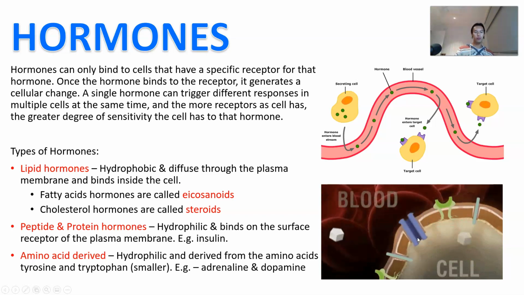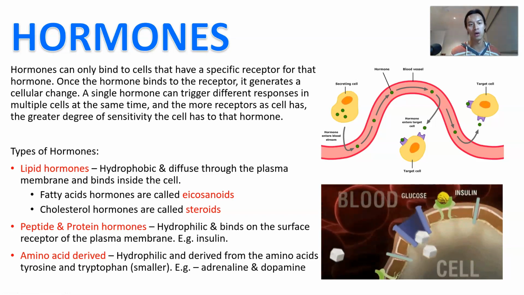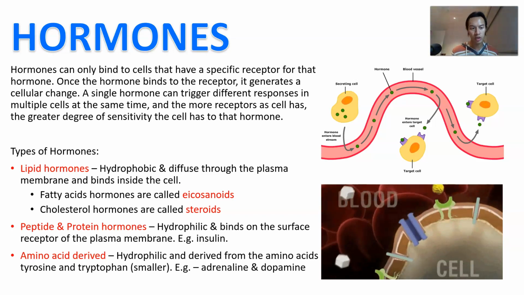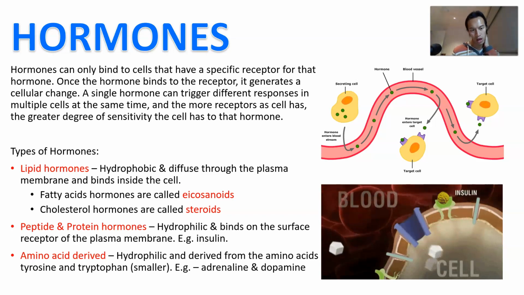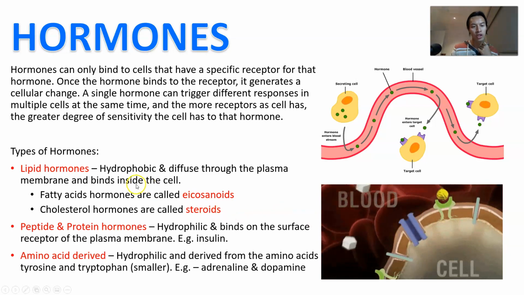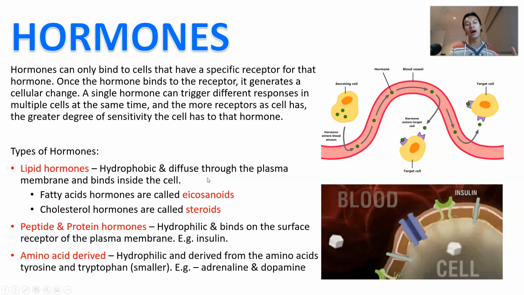Now, there are primarily 3 types of hormones. You have what we call your lipid hormones, your peptide and protein hormones, and then your amino acid derived hormones, which are somewhat related to peptide and protein hormones. Okay. Lipid hormones are generally hydrophobic, and they're going to diffuse through the plasma membrane, and they're going to bind inside the cell.